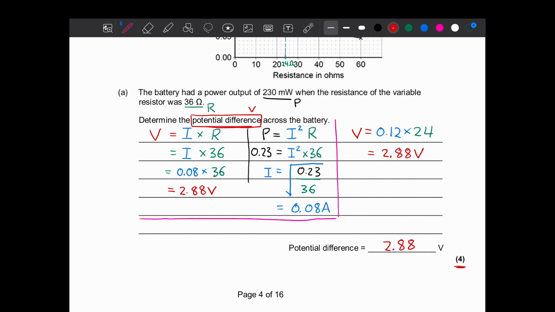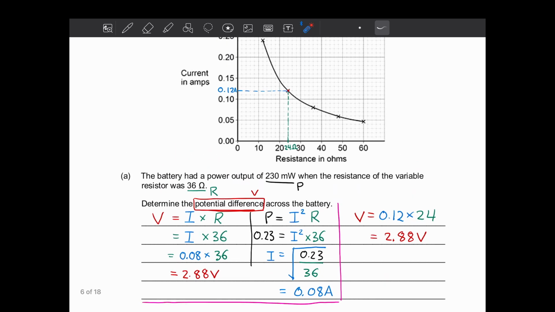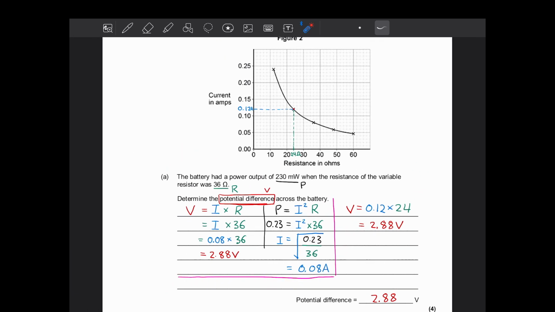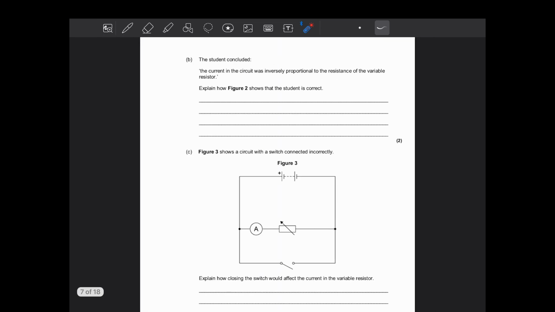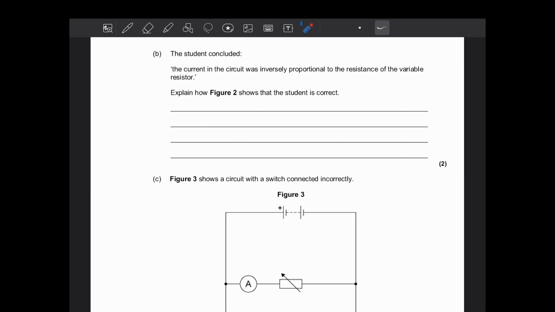The reason I started with a mathematical method first is often they will ask you this and not give you a graph. So it's really good to know both ways. But when there is a graph, see if you can use it and get some useful information. Let's move on. You can pause the video here if you would like to attempt this yourself.